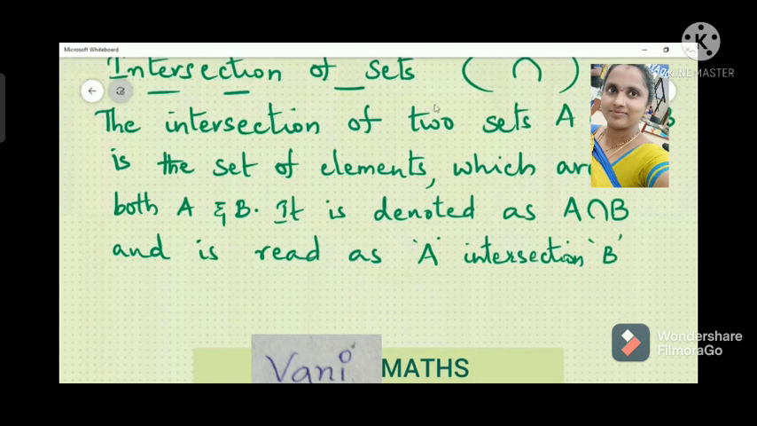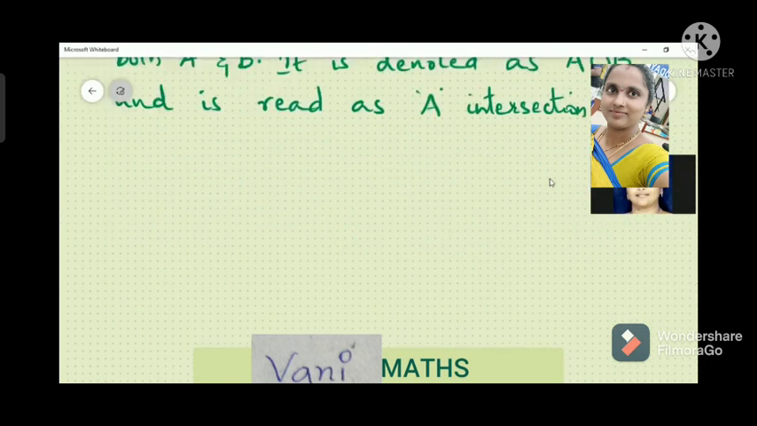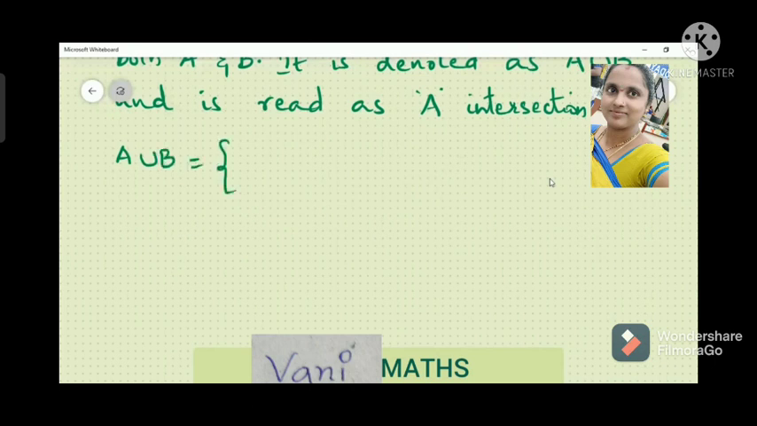Now, let us discuss the set builder form of both union and intersection. So what will be A union B? {x such that x is in A or x is in B}. We use the word OR for union.